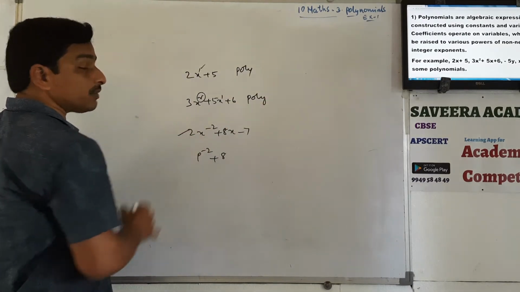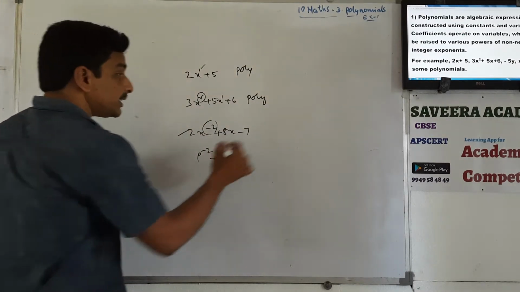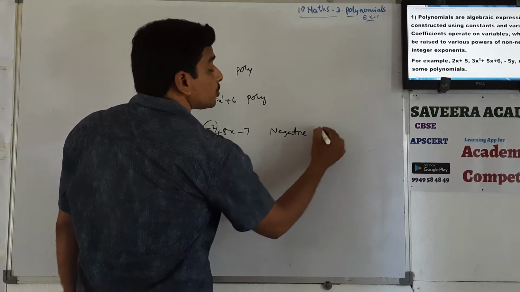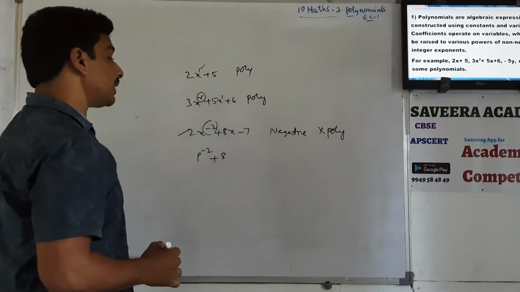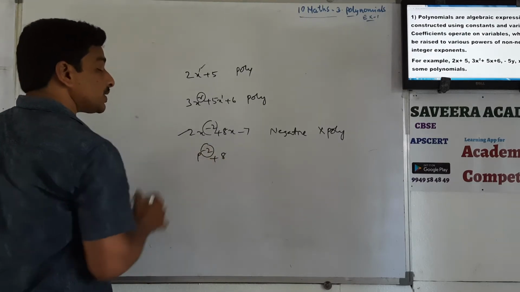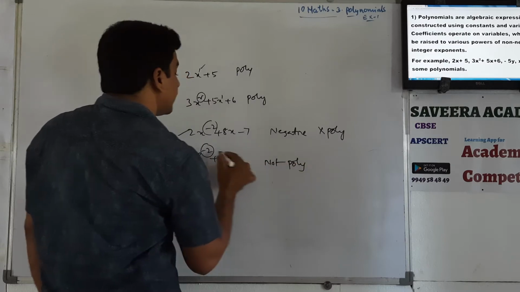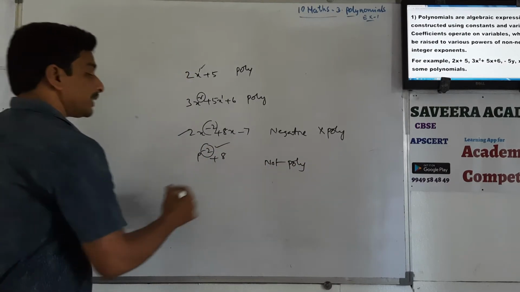But if you see this one, here x power of minus 2 is there. So, this is a negative integer. So, it is not a polynomial. Suppose if you see this one, this is also not a polynomial because a negative integer is there. And I will write some more examples.